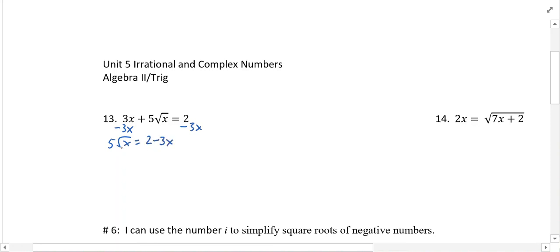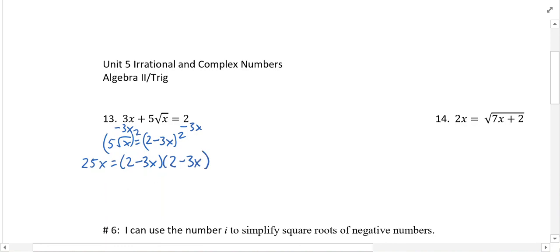All right, so now we need to square both sides to get rid of this radical. You could have divided by 5, but that would have made it a lot more complicated. So it's easier just to square both sides, because here you're going to get 25x. And remember, on this right-hand side, it's quantity squared. So you get 2 minus 3x times 2 minus 3x.